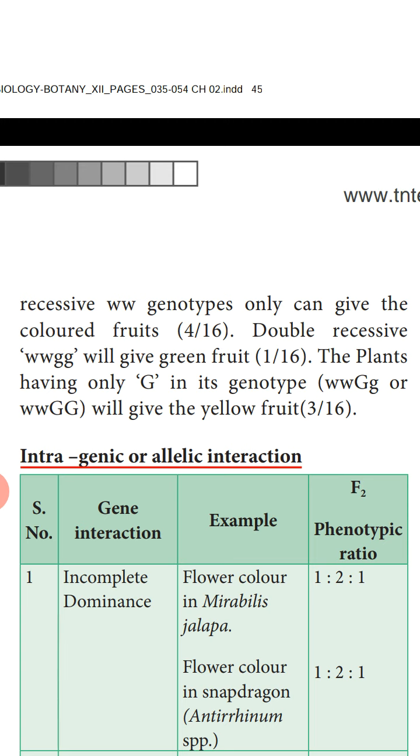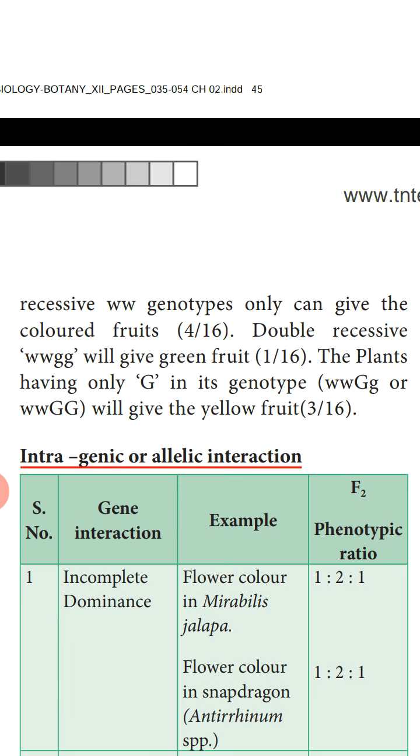So here, out of 16 plants, one plant will get the green color. The plant having capital G in its genotype, it may be small w capital G, or small w capital G. So in either of these two conditions, if the capital G is present, then we get a yellow fruit plant. Out of the total 16 plants, the yellow fruits we obtain is 3. Hope you have understood the dominant epistasis.